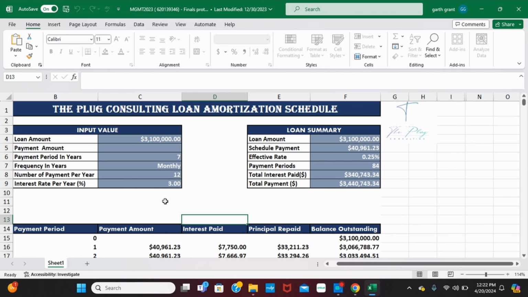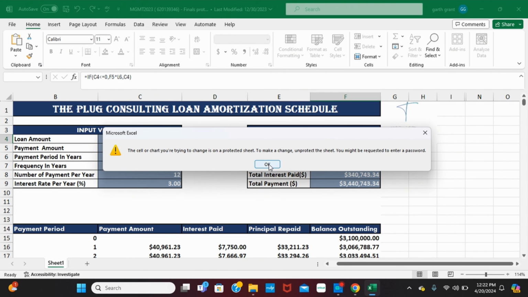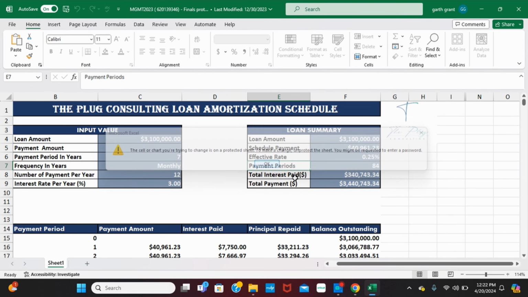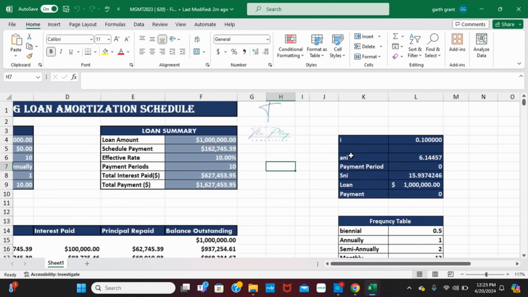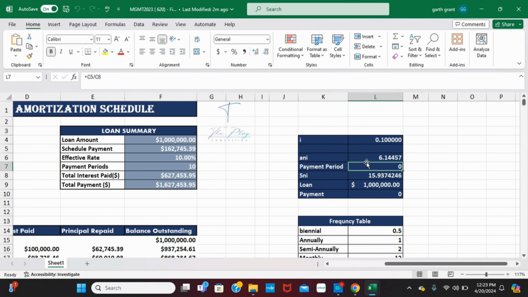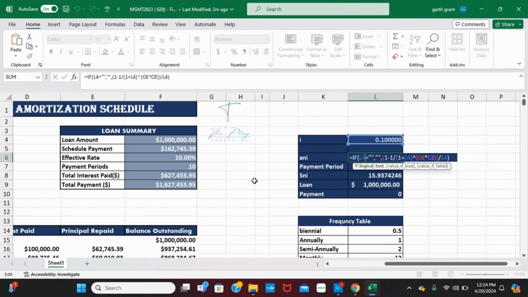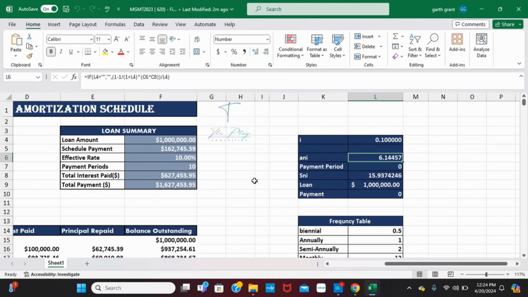So how you use it. You have the input values, which are essentially the only place you can enter things. All the rest of the cells are locked for your own safety. It means everything else is locked. Alright, so over this side now, these are the formulas. So ANI, which is ordinary annuity, this is the formula. It's a long formula.